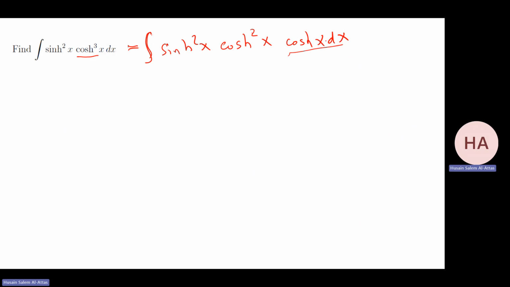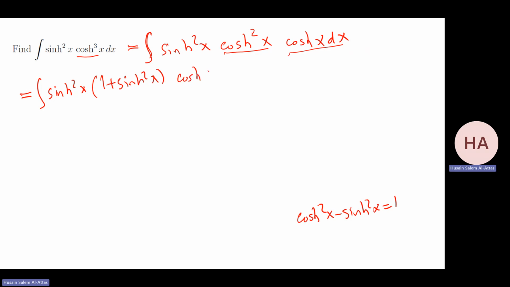This will be my du. So I need this to be changed into sine hyperbolic. I know, just to remind you about the formulas, cosine hyperbolic square minus sine hyperbolic square is equal to 1. So cosine hyperbolic square will be 1 plus sine hyperbolic square. So that will be sine hyperbolic square times 1 plus sine hyperbolic square, cosine hyperbolic x dx. Now I let u be sine hyperbolic x. I don't have a minus sign in both, so it will be okay.